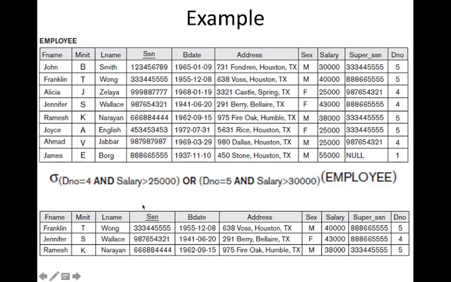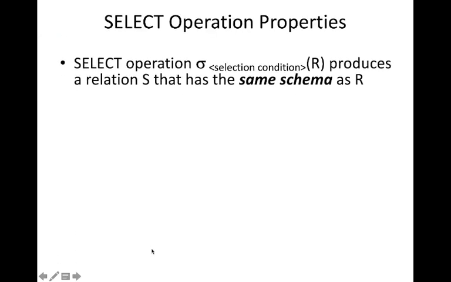So this is a selection operation. If we see the selection operation, the schema or the column names are not changed at all. So we will get the same column names when we perform the selection operation. The column names won't change. The only thing is that the tuples will be a subset of these tuples. Okay, so we'll see the properties of the select operation.